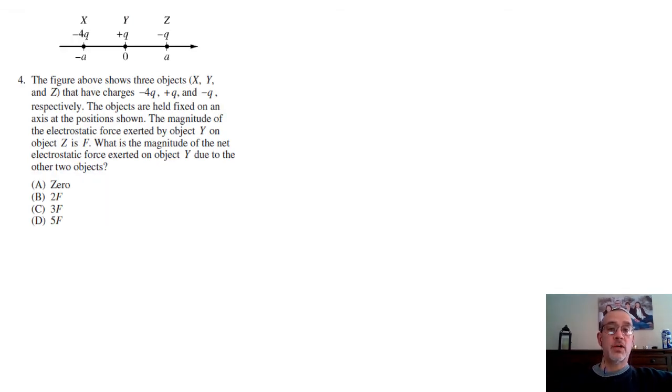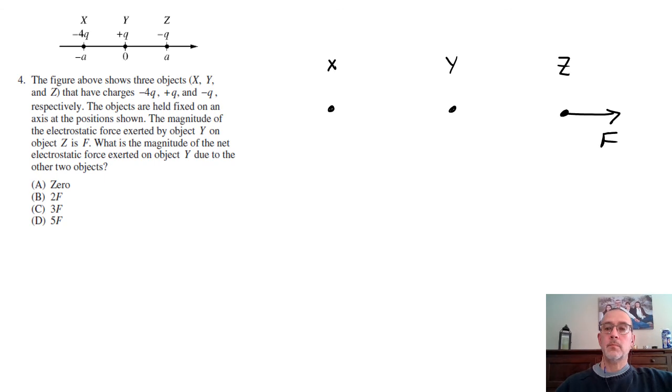All right, for this question, we have the figure showing the three objects that have charges negative 4Q, plus Q, and minus Q. They're held fixed on the axis, and the magnitude of the electrostatic force exerted by object Y on Z is F. So that means that, let me draw this. It says the force by object Y on object Z is F.